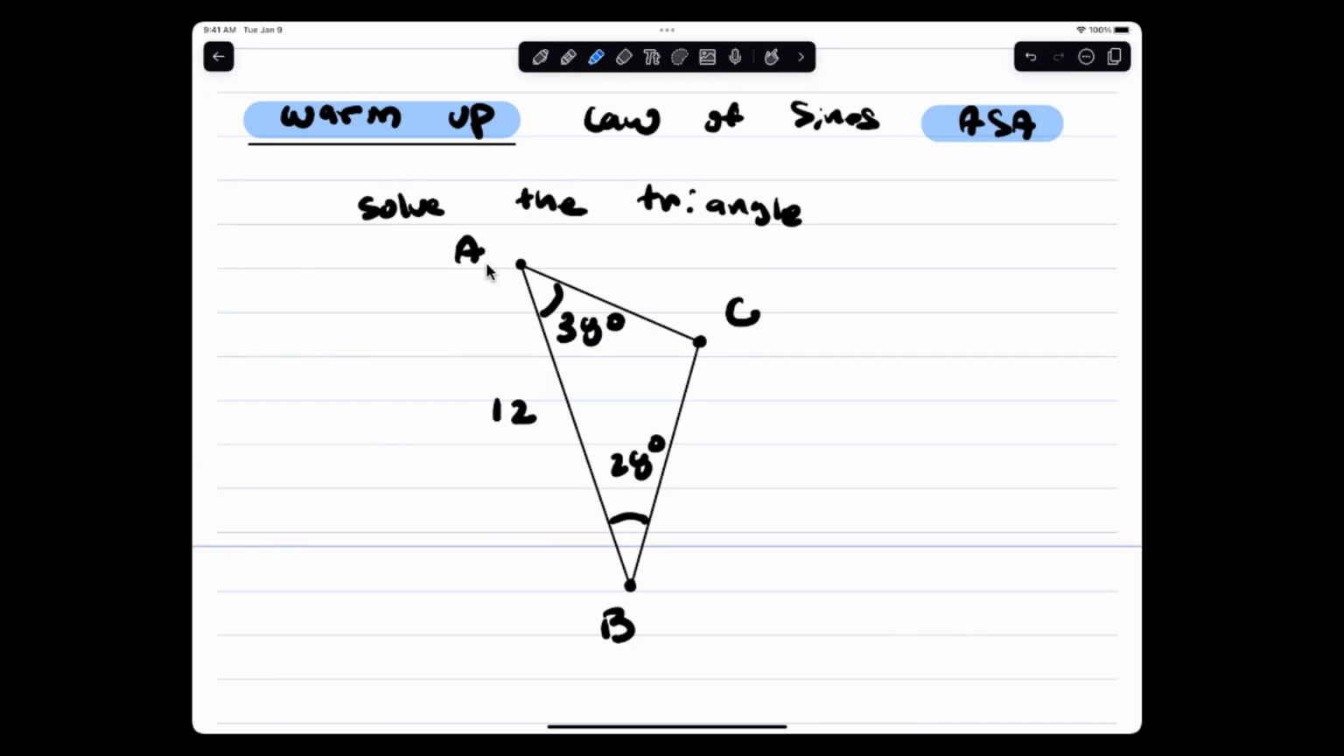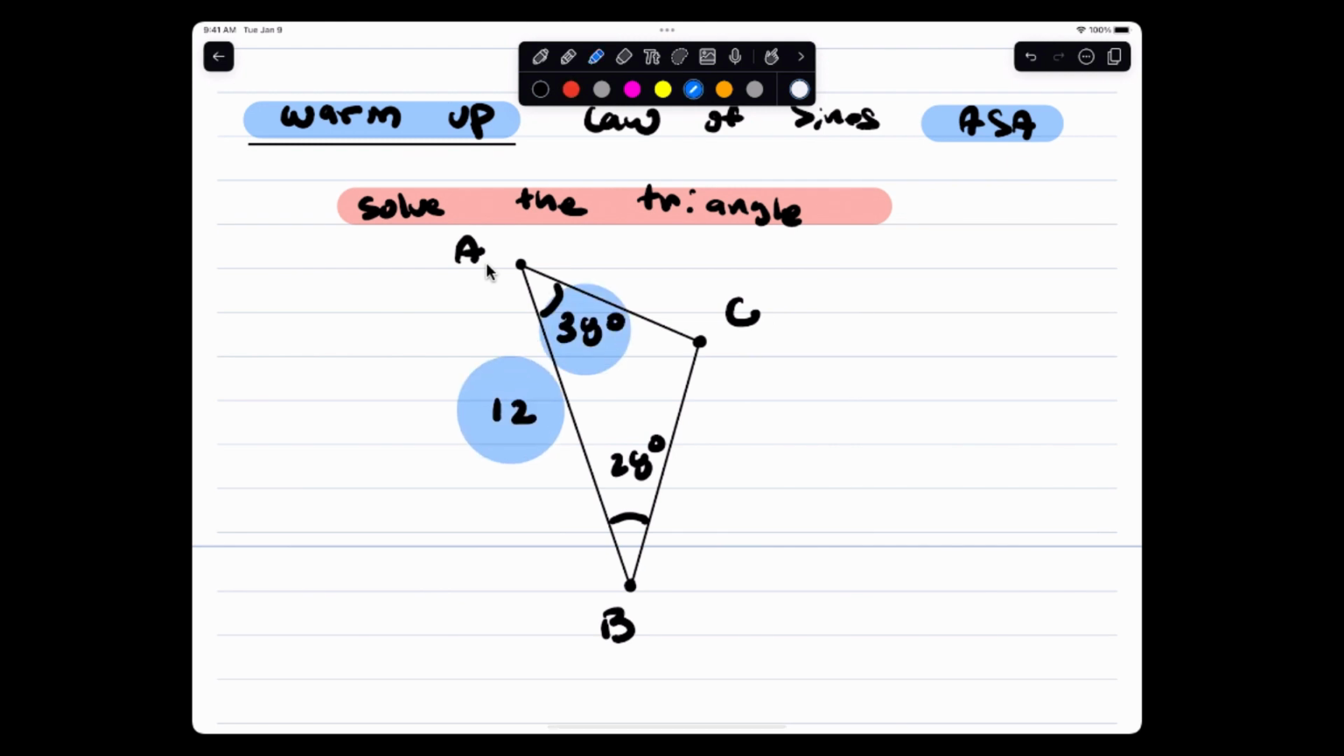Use the law of sines to do what? What does this say, ladies and gentlemen? We're going to solve the triangle, okay? Now, this is an angle side angle situation. What does that actually mean? Because you have to identify that before you start working. Angle side angle means you have two angles, and the side is between the two angles. Okay?